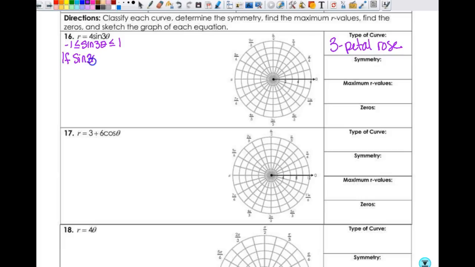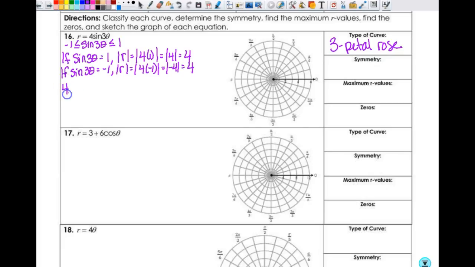If sine 3 theta is equal to 1, then the absolute value of R is equal to the absolute value of 4 times 1, which is equal to the absolute value of 4, which is 4. And if sine 3 theta is equal to -1, then the absolute value of R is equal to the absolute value of 4 times -1, which is equal to the absolute value of -4, which is 4. So since those two are the same, I have to substitute them both back in. So I'll start with 4.